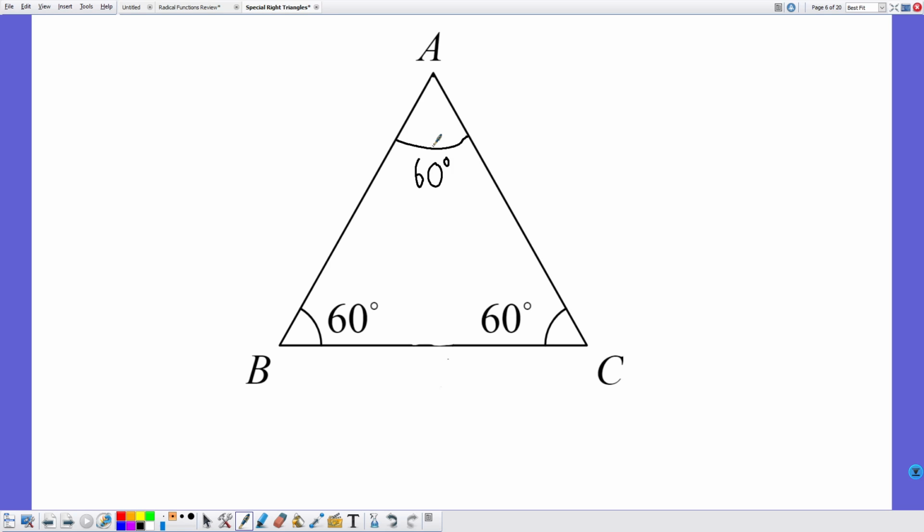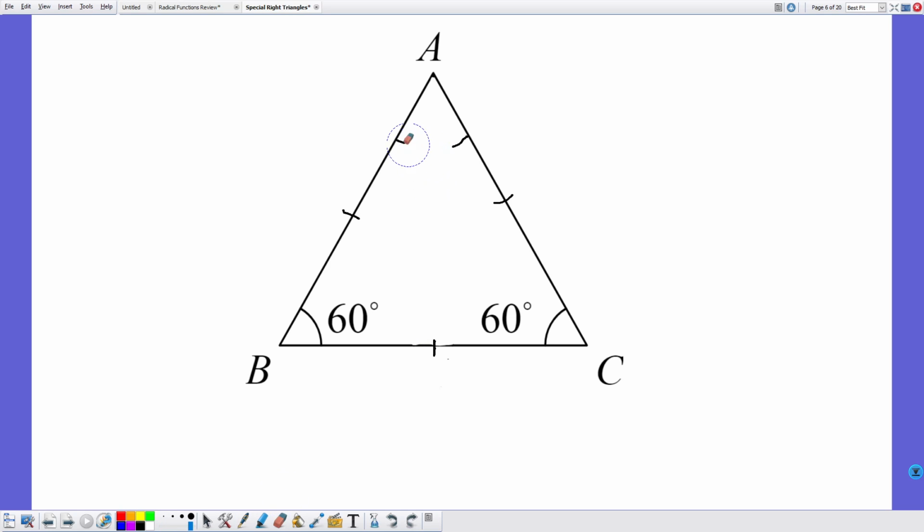Since if they all add up to 180, and the previous two are 60, 60 and 60 is 120, 180 minus 120 is 60. And if we know all the angles in a triangle are 60 degrees, that means we have an equilateral triangle where all the sides have the same length to them.